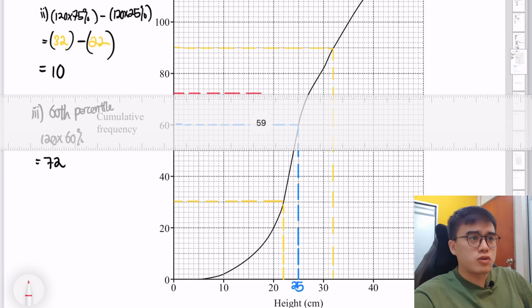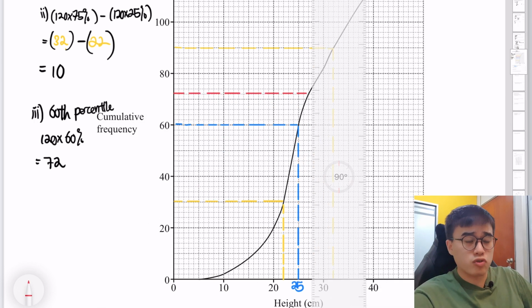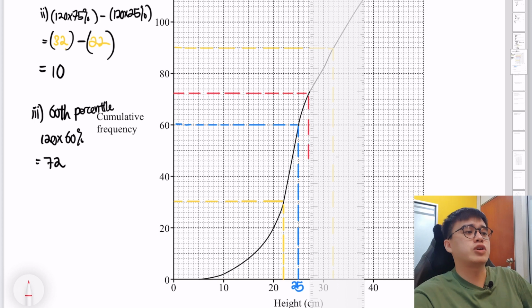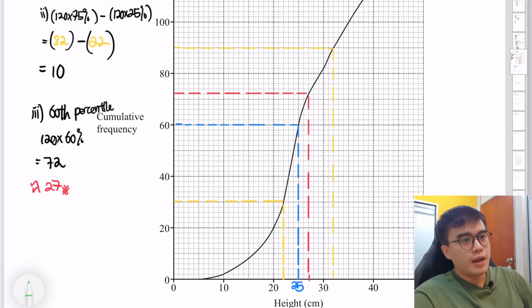Okay, so 72 will be located here. I use a red line to draw it, and when I trace it down, it will arrive at 27. As for part 4, they wanted the number of plants that are more than 40 centimeters.